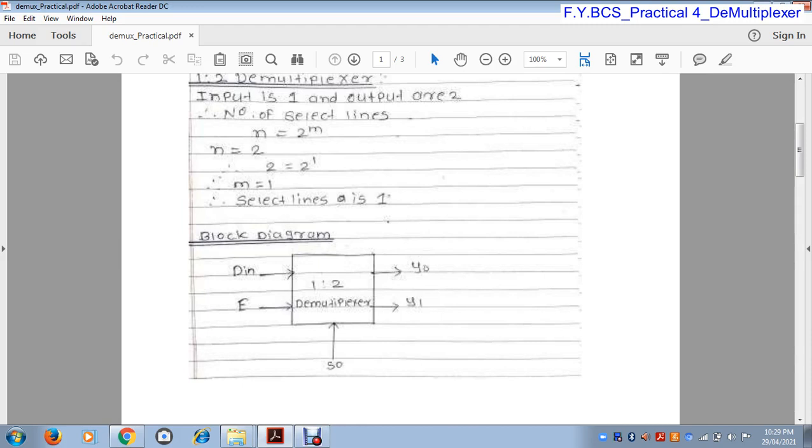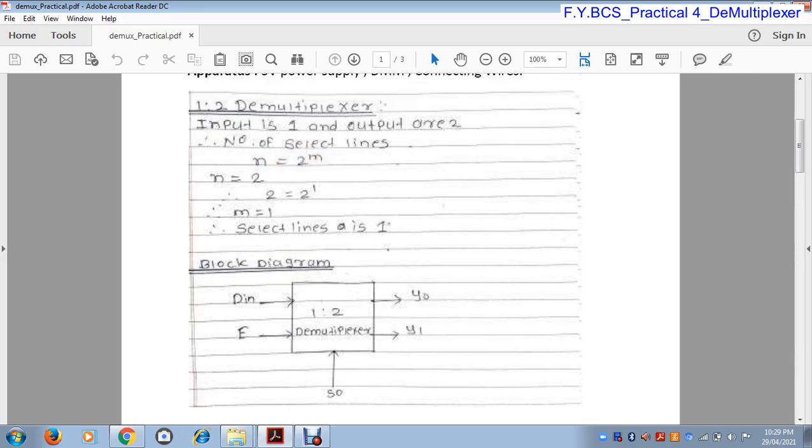There is a formula for adjusting the select lines: N is equal to 2 raised to m, where N is the number of outputs and m is the number of select lines. We know that there are two outputs, so N is equal to 2. So 2 is equal to 2 raised to 1, and our select line count is 1. So for a 1:2 demultiplexer, we use only one select line.